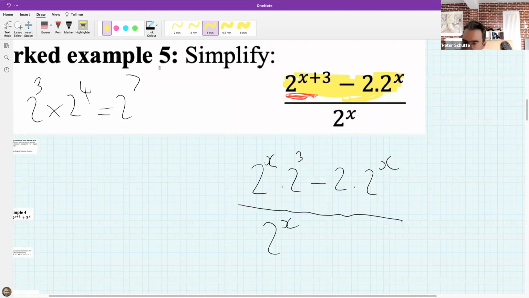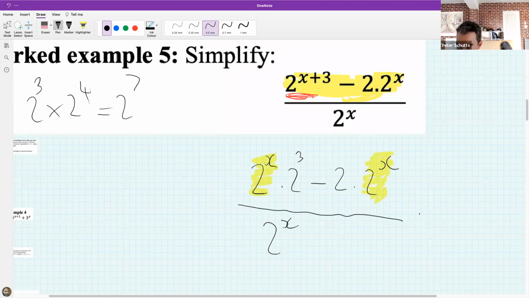Give me a thumbs up if you understand that. And what I notice is that when I split them apart, so 2 to the x times 2 to the 3, if I put them back together again, can you see how I would get 2 to the x plus 3 again? So it's almost like I've rearranged it to make life easy for me. And the reason I've done that is I noticed that there is what's called a common factor of 2 to the x in both of the terms on top.